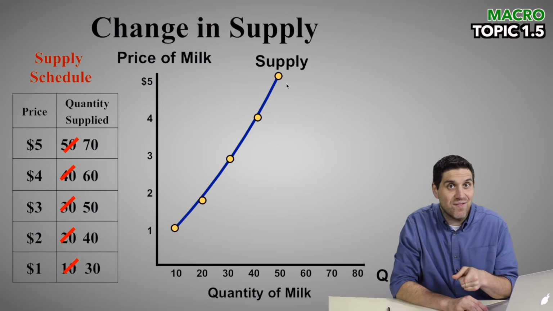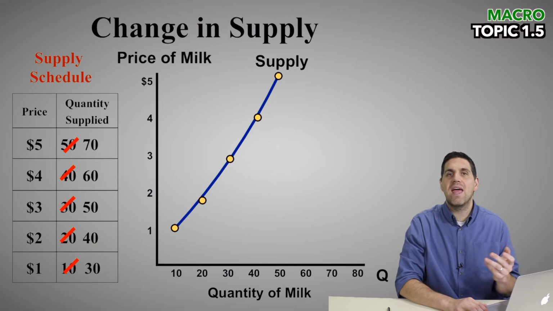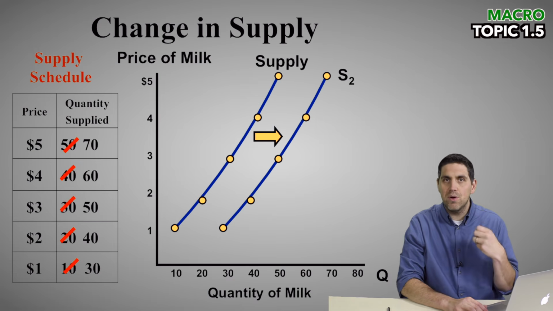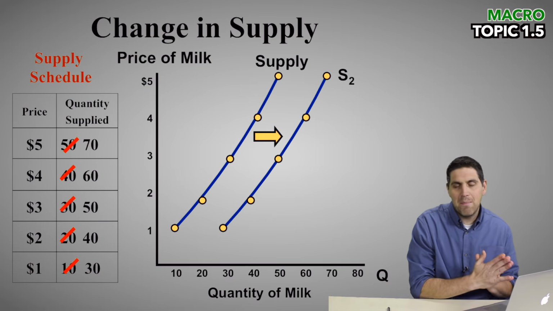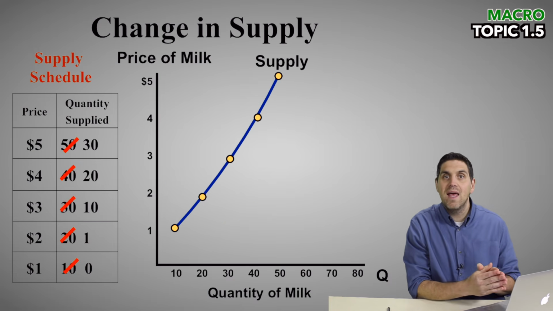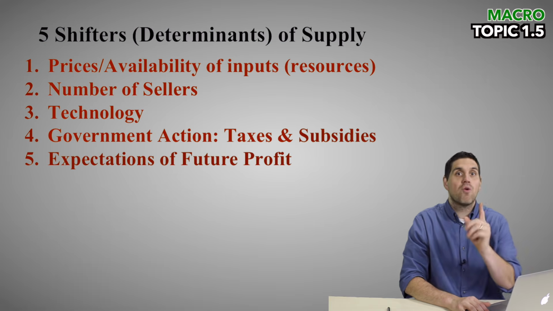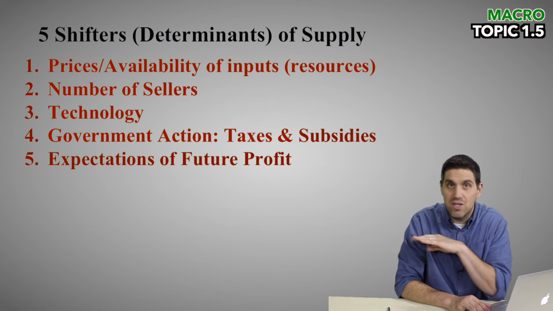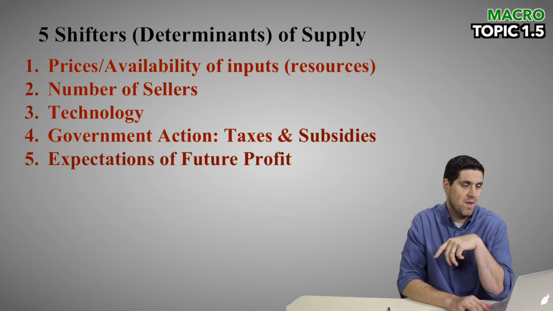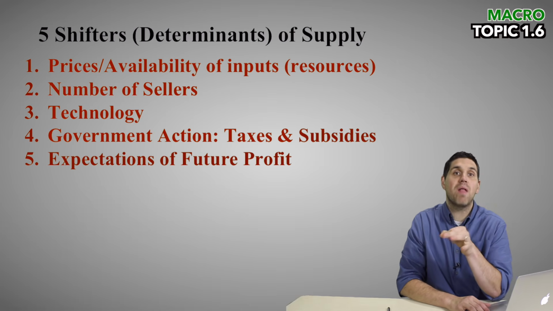But it can also shift, right? So for example, if there's a new technology that produces milk faster, that means the entire supply curve would shift to the right. If a bunch of cows die, that would decrease supply and shift it to the left. Remember, increase is always right, decrease is always left when it comes to supply and demand. Now that we understand that, let's put supply and demand together.